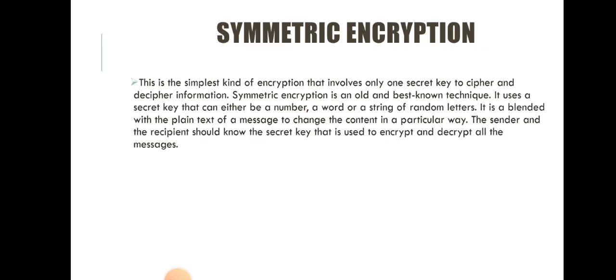Symmetric encryption. This is the simplest kind of encryption that involves only one secret key to encipher and decipher information. Symmetric encryption is an old and well-known technique. It uses secret keys that can be either a number, a word, or a string of random letters. It is blended with the plain text of a message to change the content in a particular way. The sender and the recipient should know the secret key that is used to decrypt all the messages.